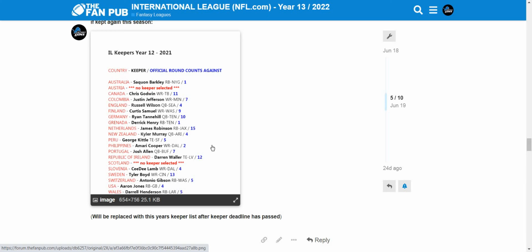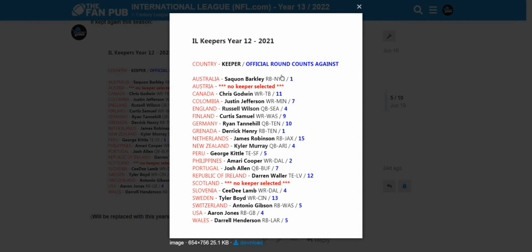So as you can see, I can highlight that up by clicking on it. So if anybody keeps a player that was kept last year, so that's only the ones that are listed here. And these are the rounds that the players cost in blue last year. I don't know if my mouse is coming out on the video. I hope it is. Now, if Australia or whoever keeps Saquon Barkley again this year, obviously he can't go up anymore because he was a round one keeper last year, so he'll be round one again.